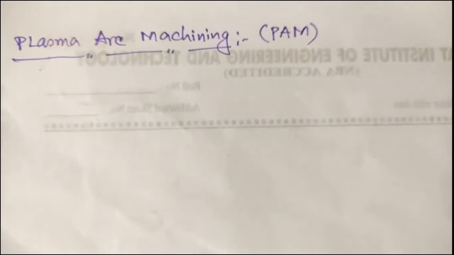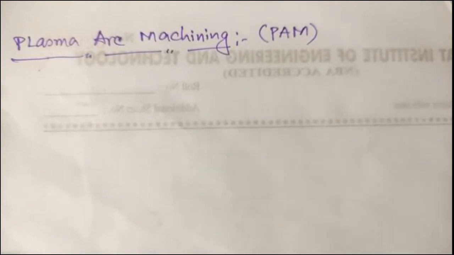and it is a kind of fusion process, a thermal process, where we are going to perform melting and vaporization of the workpiece, wherein the heat is produced by heating the work with a constricted arc, which will be established between a non-consumable tungsten electrode and the workpiece, or between a non-consumable electrode and a constricted nozzle. So this is the main working principle.